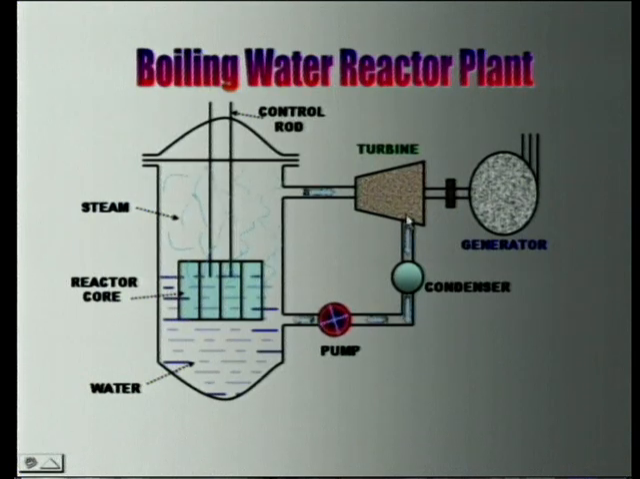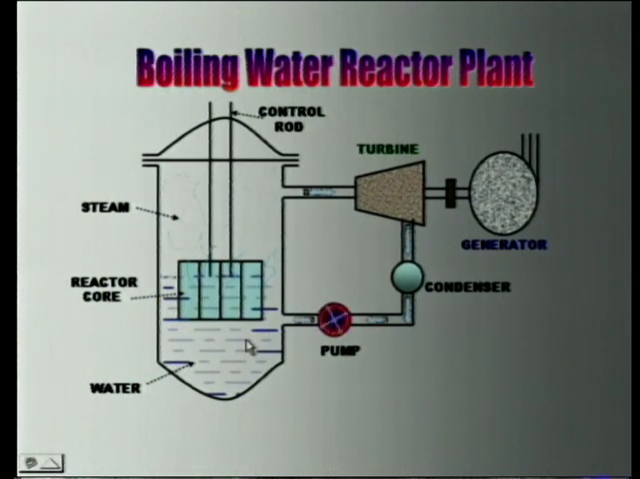turbine. The steam is passed into the condenser where it is condensed back, and this condensed water is once again pumped back into the reactor. So, if you observe, water here is used both as a coolant as well as a moderator.